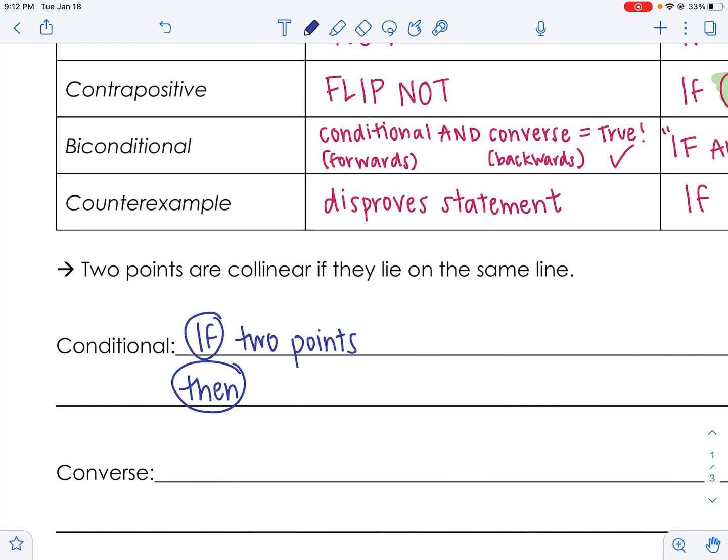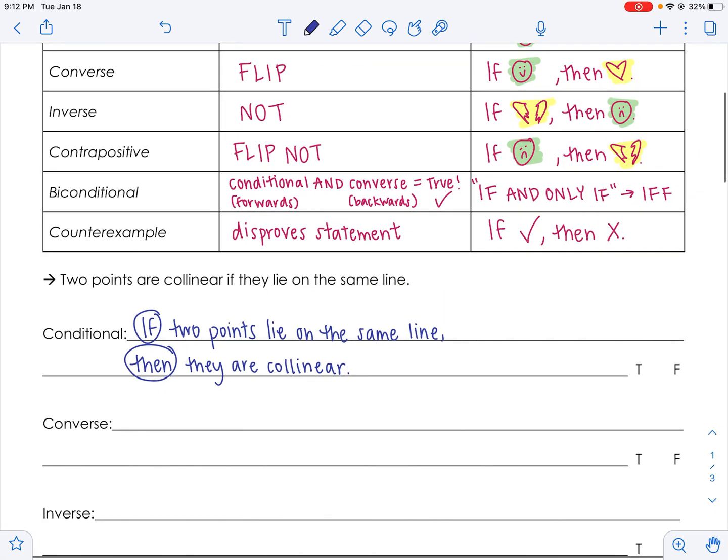If they lie doesn't make as much sense as saying if 2 points lie. So if 2 points lie on the same line, then they are collinear. Now I can switch to they. Ask yourself, is that true or is that false? And if you think back to Unit 1, collinear meant that they were on the same line. So yeah, this is true.